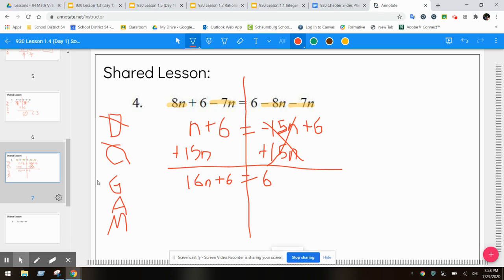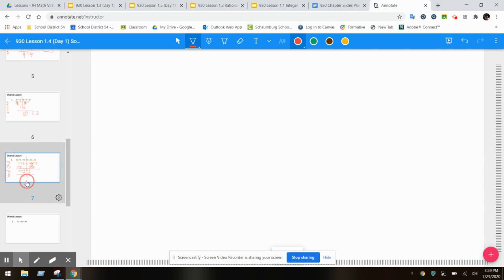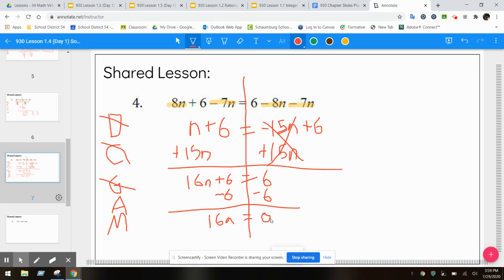All right, got the variable on one side, I cross it off. Now I got to add or subtract my constant, so I'm going to subtract 6 from both sides. I get 16n equals 0. Huh, is that like the previous problem? Let me see. The previous problem I had 11 equals 6. I didn't have any variables left. In this problem I have 16n equals 0.